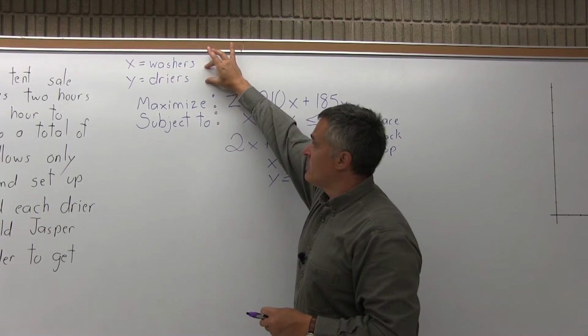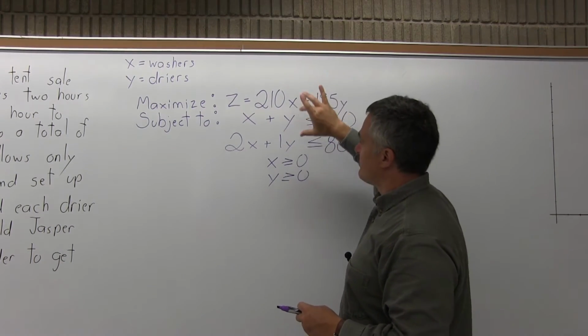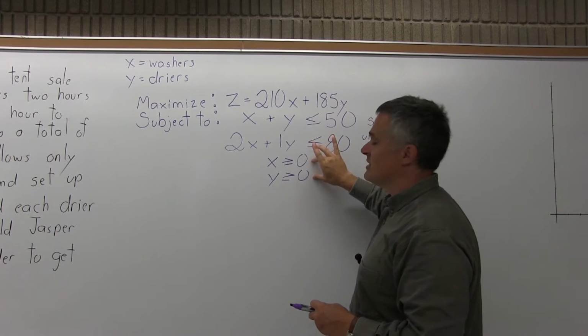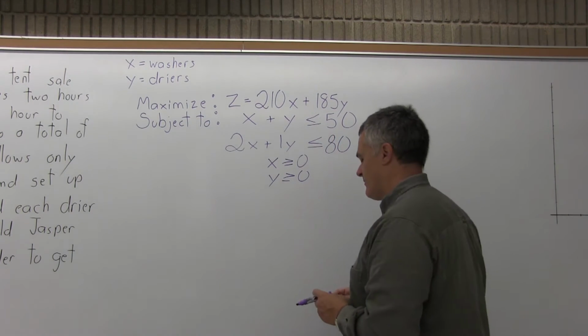Step 1, identify your variable. Step 2, write out the objective function. Step 3, set up the constraints. Step 4, mention that each variable must be greater than or equal to 0.